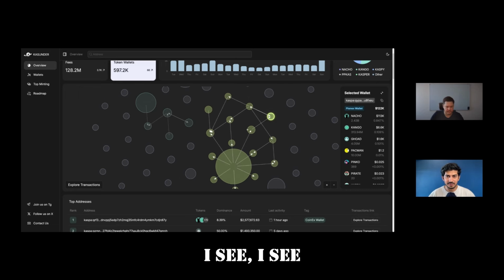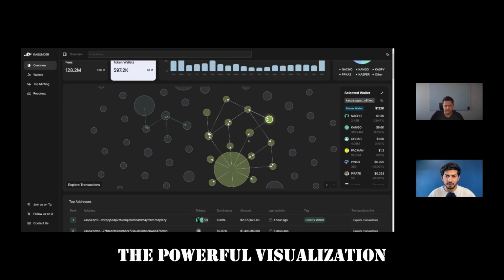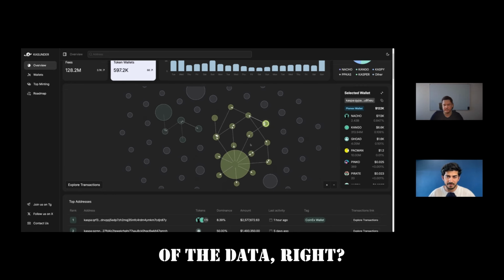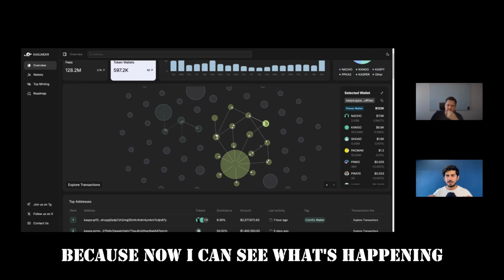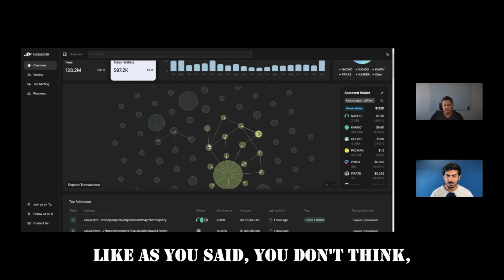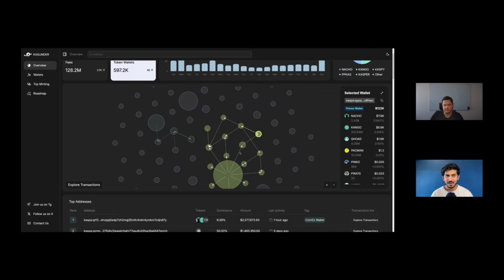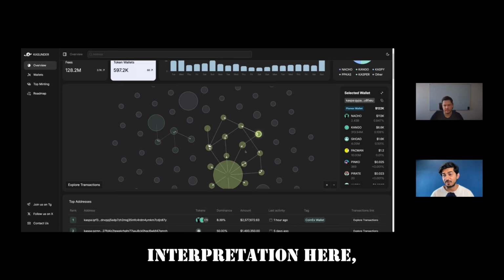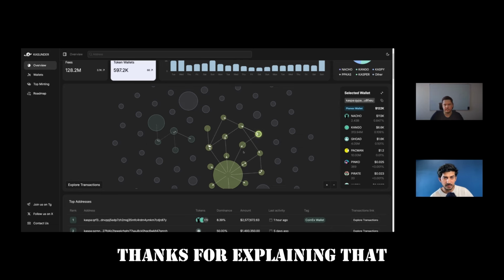Right. I see. Because I think that's the powerful visualization of the data, right? Because now I can see what's happening, and interpretation is yours, right? Like as you said, you don't think so, but some people might have a different interpretation here, right? Exactly. So that's the power of data and visualization. But that's cool. Thanks for explaining that.